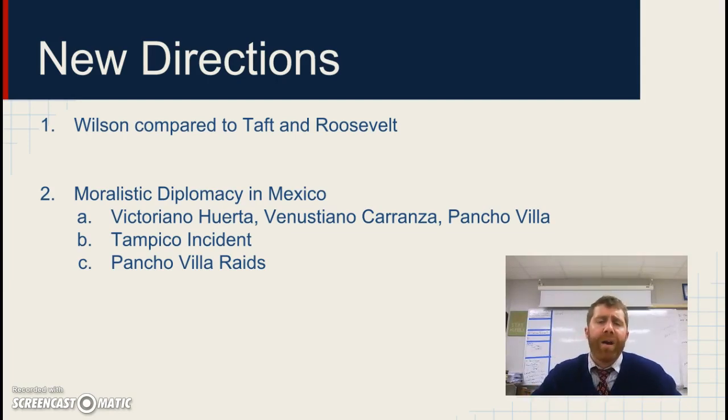Now, where do we see the United States and moralistic diplomacy venture into Latin America? Namely, we will focus on diplomacy in Mexico. So for years, the resources of Mexico have been used by American oil companies, by American railroad companies, and by American mining companies. Thus, the Mexican people were extremely poor, and they revolted against the status quo in 1913.